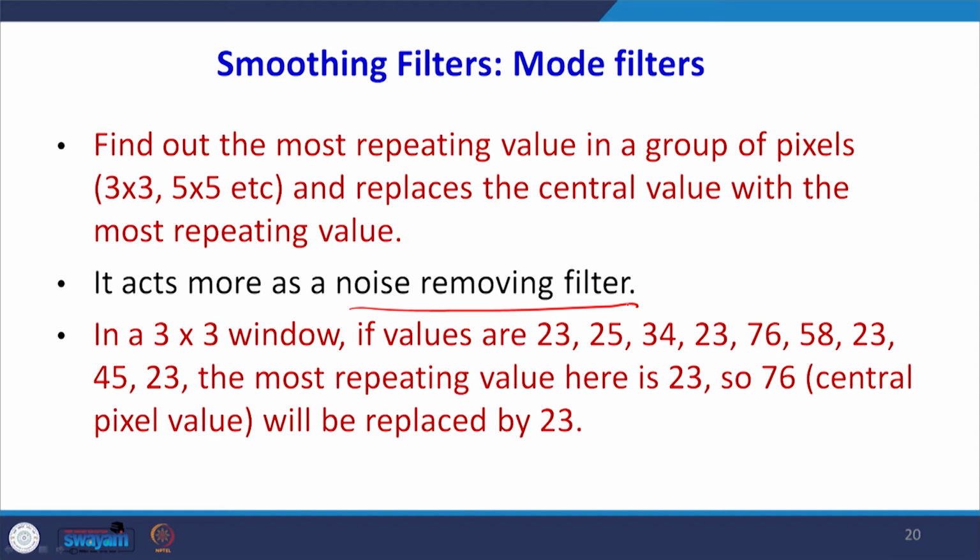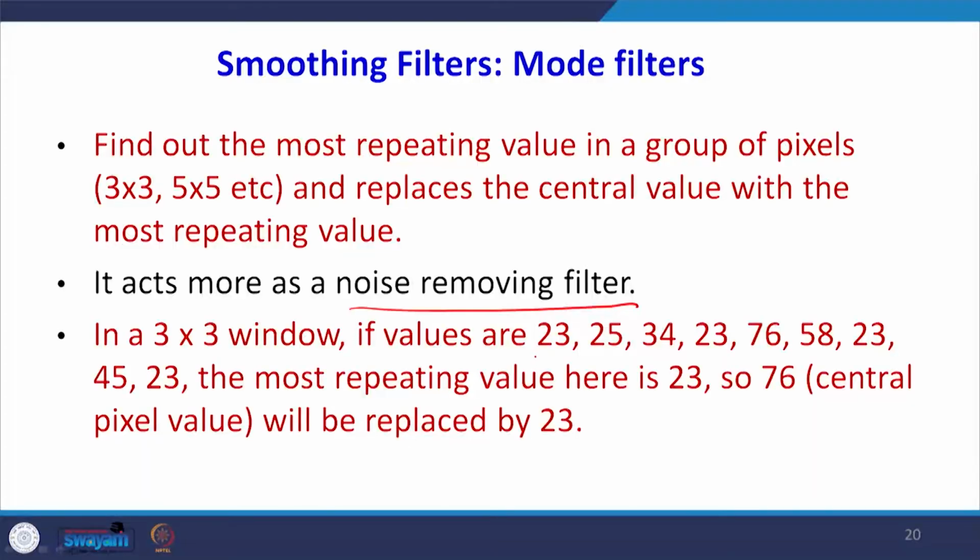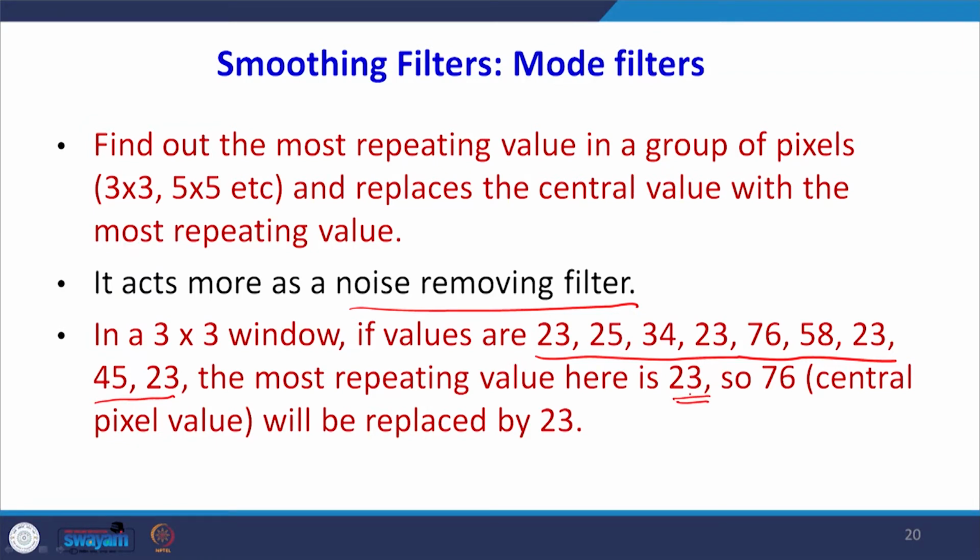Now, an example is shown of how you design a mode filter and how you pick the central value. Suppose there are values 23, 25, 34, 23, 76, 58, 23, 45, 23. These are 9 values in a 3 by 3 window, taken in the first row, the second row and the third row. Out of these 9 values, you will find that 23 is repeating 3 times. My central value was 76, so I am replacing this 76 by 23.